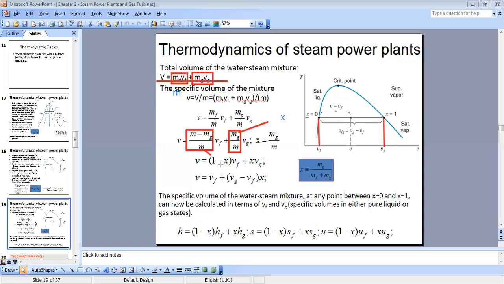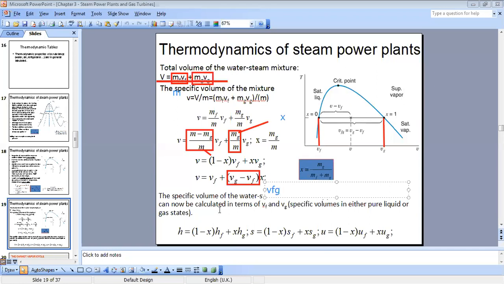And if you do the development here, you can see that you have the term vf plus (vg minus vf) times x. This term vg minus vf is called, in the thermodynamic tables, vfg. Okay, so since you need the difference to facilitate the calculation for you, they directly give you in the tables the difference always.